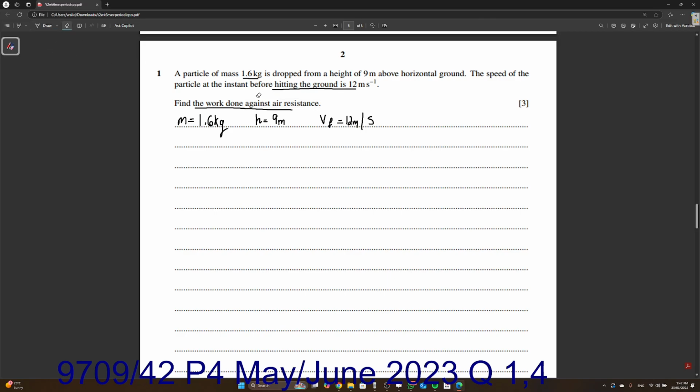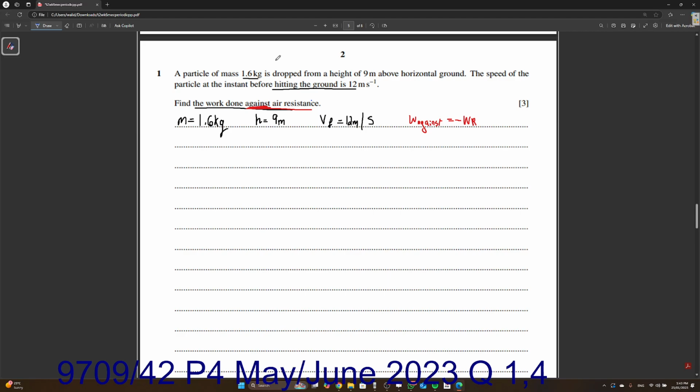I have explained many times on this channel that work done against air resistance is a term they use in Cambridge. There's the work done by air resistance and the work done against air resistance. The work done against air resistance is just a reaction to the work done by the air resistance. What do I mean? The work done against air resistance is just equal to negative work done by the air resistance. This is going to be important for your final answer. The work done against air resistance or against friction should never be a negative answer. So we're going to come back to this in a bit.